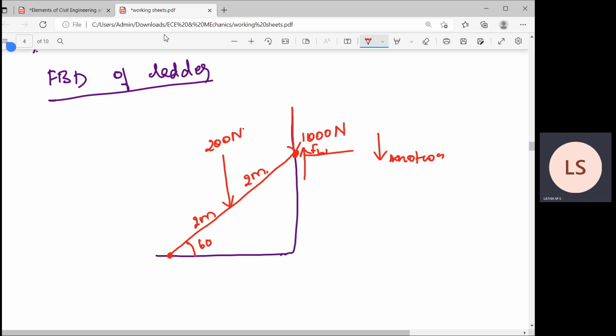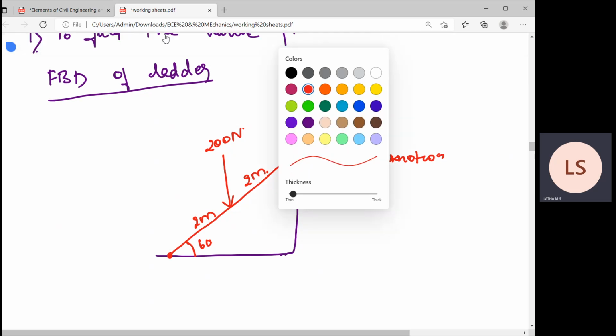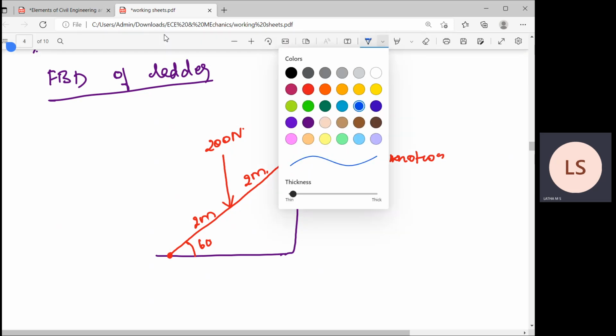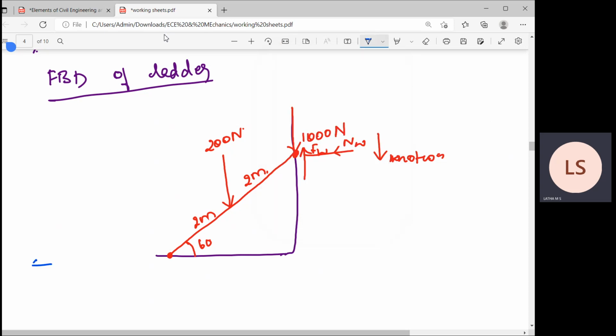At this point, you find NW, right? Normal reaction W. What is W? W is representing with respect to wall. Why is the friction FW in this direction? Because it is opposite to the motion. How is the motion of the ladder taking place? Down the wall, right? There is one more friction developed here. So the ladder is going to slip in this direction. The motion will be in this direction.